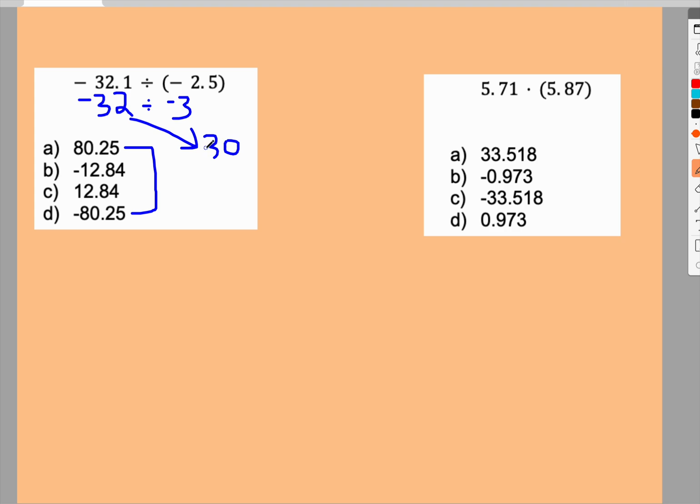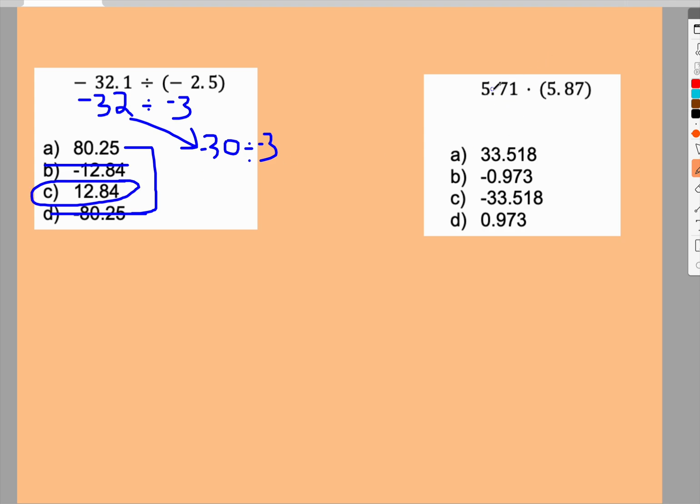I can think of this as negative 30 divided by negative 3. That's really close to, negative negative gets positive, so cross out my negative answers. It's really close to 10. The only answer choice close to 10 would be C.